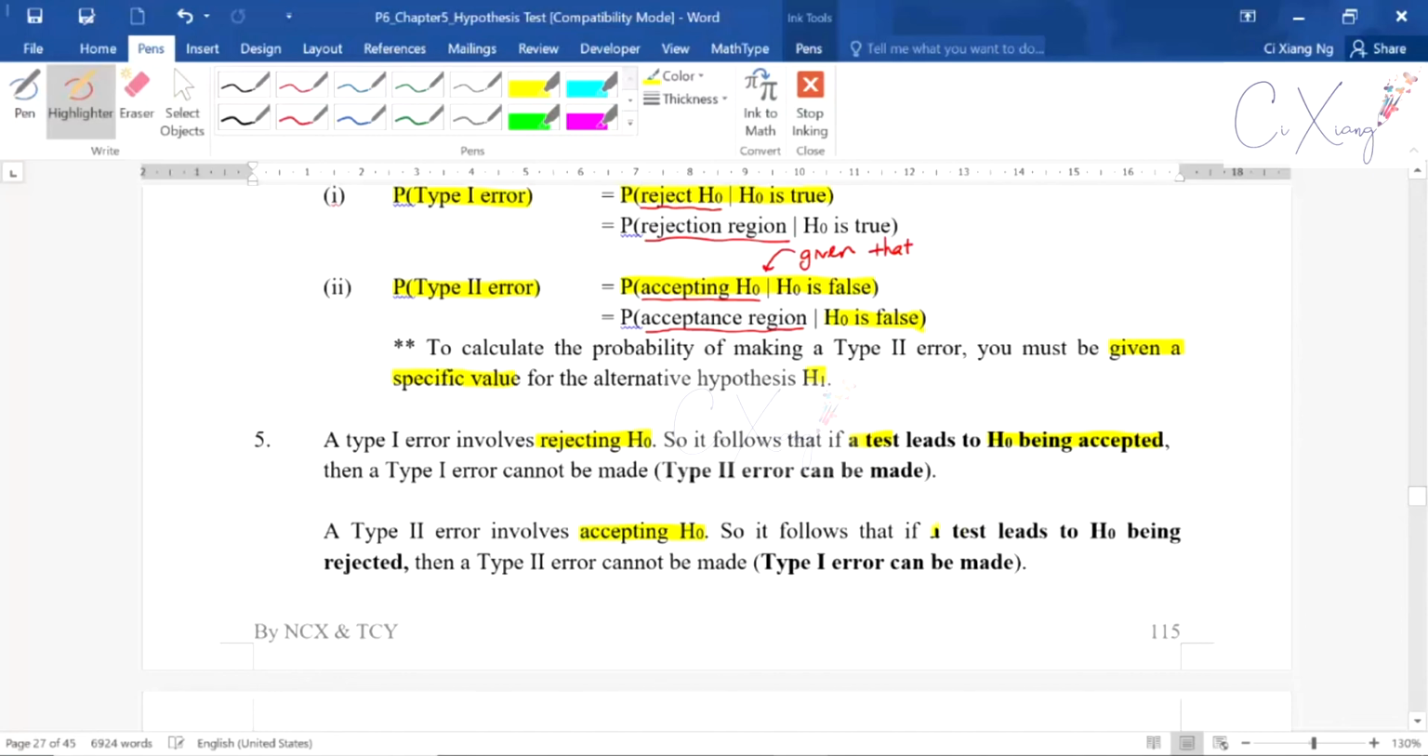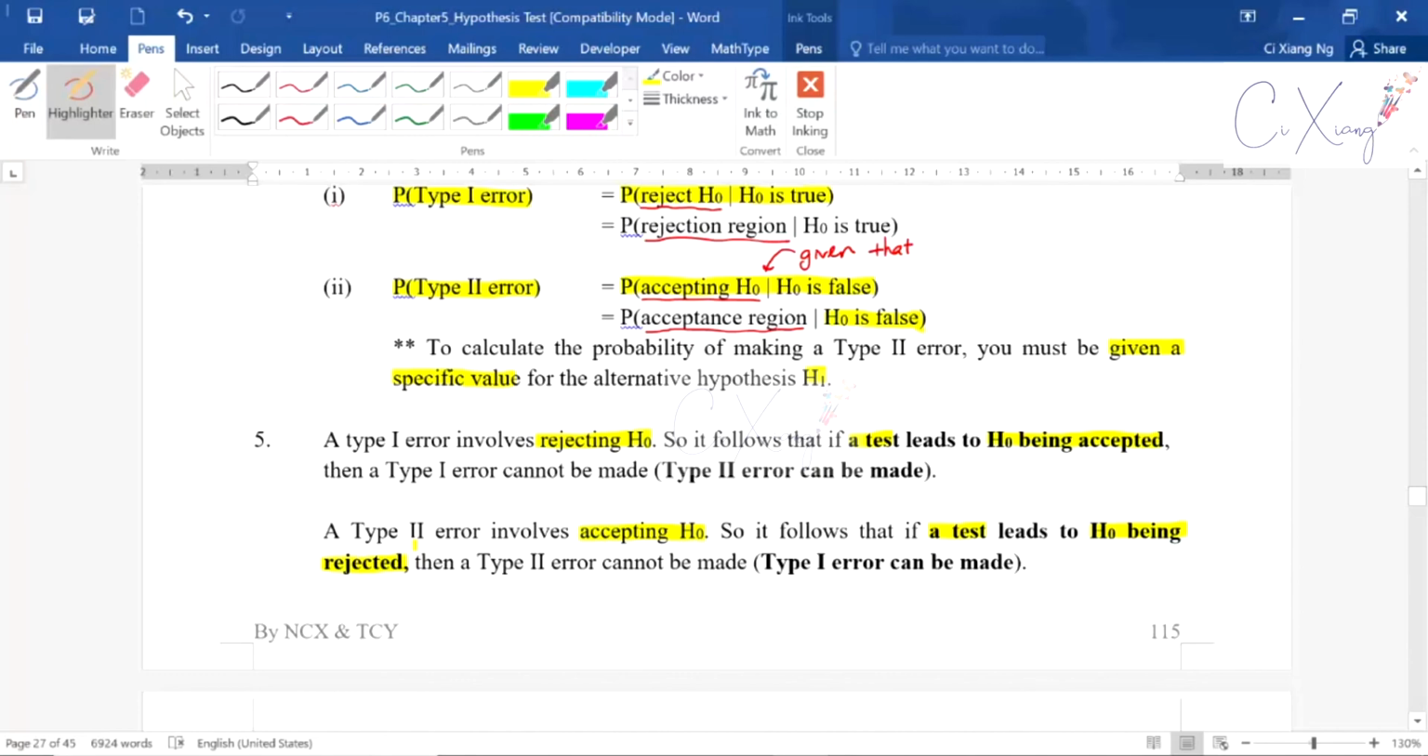So when you carry out a test and the result that you get is to reject the null hypothesis, that means you cannot make the type 2 error, you can only make the type 1 error. Because a type 1 error means rejecting the null hypothesis when the null hypothesis is true. So if in your test you reject the null hypothesis, the only possible error that you make is a type 1 error.